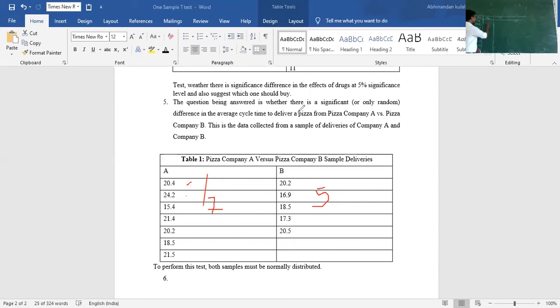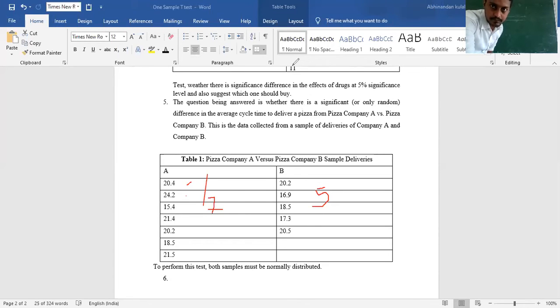In company B, 20.2. So you get a decimal point here. 16.9, then 18.5, 17.3, then 20.5. So these are the given values.